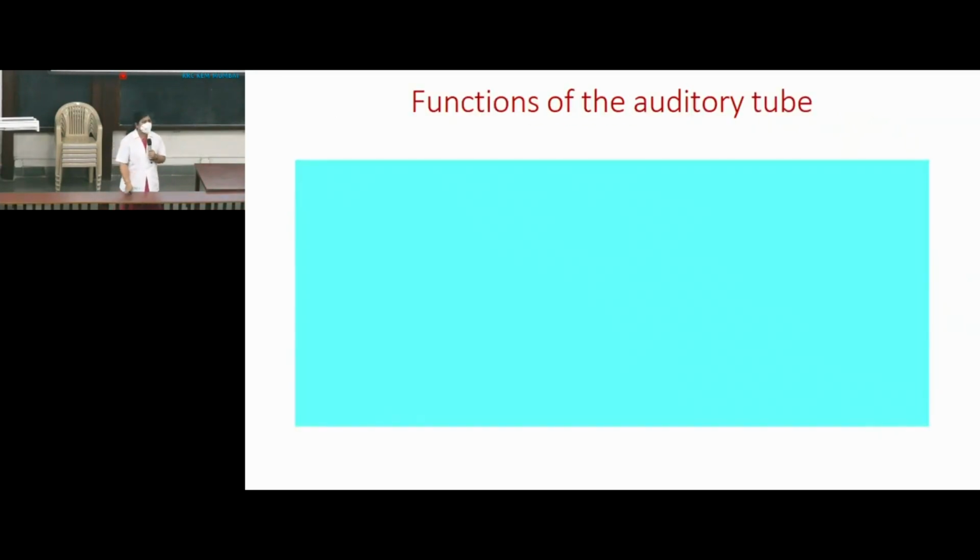What are the functions of the auditory tube? Why is it present? It equalizes pressure on which side? On both sides of the tympanic membrane. Yes, correct. So, the outer atmospheric pressure and the pressure which is present inside the tympanic cavity.